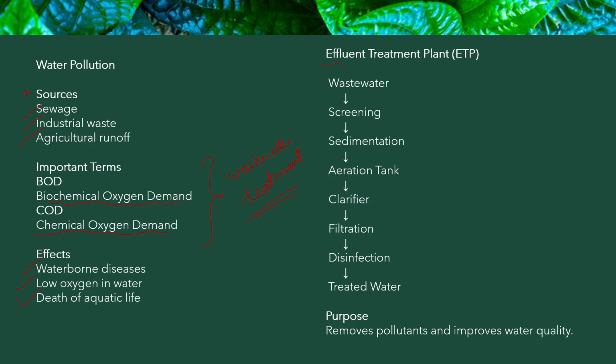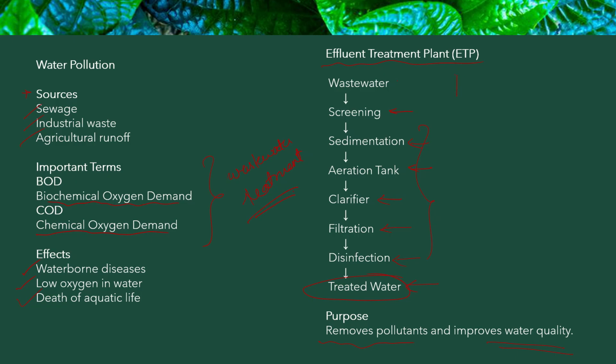Now let's see a effluent treatment plant, ETP, how it works. First, the wastewater is sent for your screening process, then sedimentation, then sent to a aeration tank, clarifier, filtration, disinfection, and then your treated water is sent out. So as we can see in the process, it is used to remove the pollutants and improve the water quality.